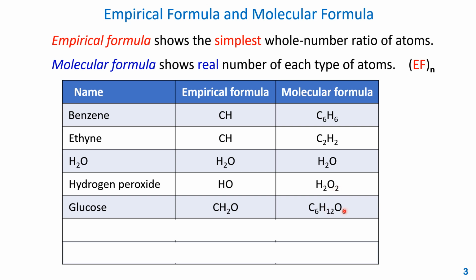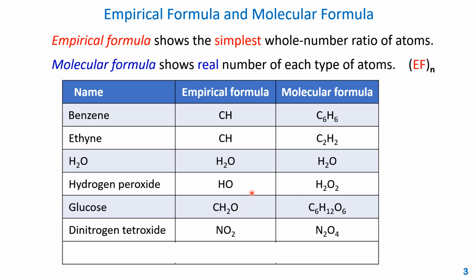Glucose, the molecular formula is C6H12O6. And the empirical formula will be CH2O because 6 to 12 to 6 can be simplified to 1:2:1 as the whole number ratio.